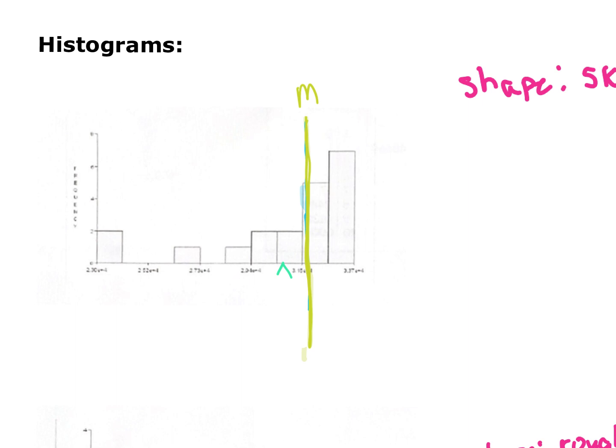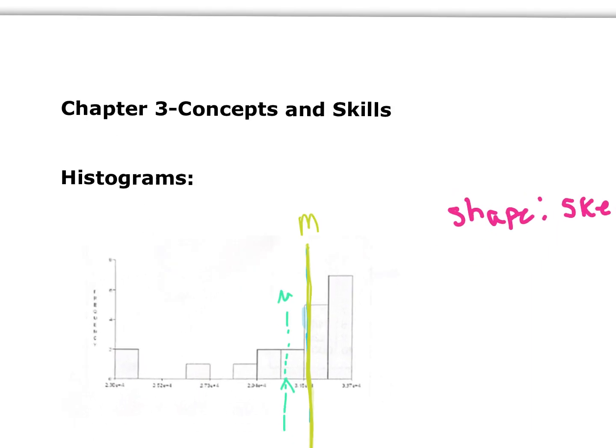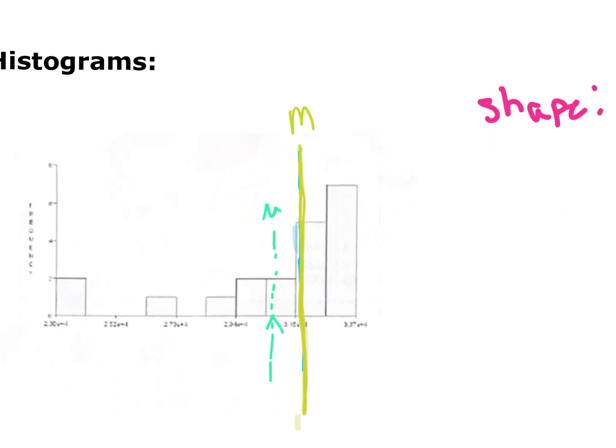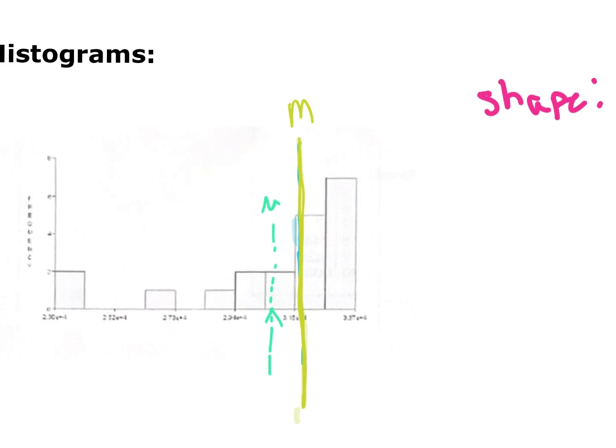So I'm going to actually draw. So that's where our mean would be. So we're going to use, did I put those symbols up there? Yes, I did. We use an uppercase M to represent the median. We use a mu symbol, that's the lowercase Greek letter mu, to represent the mean. Okay?